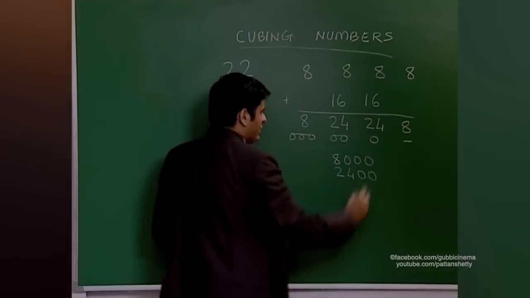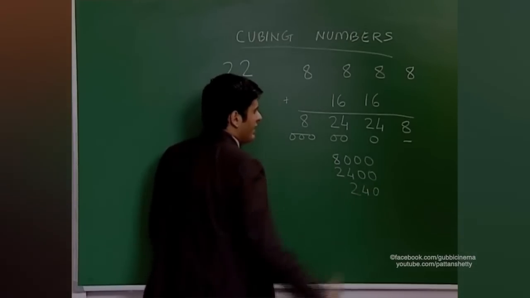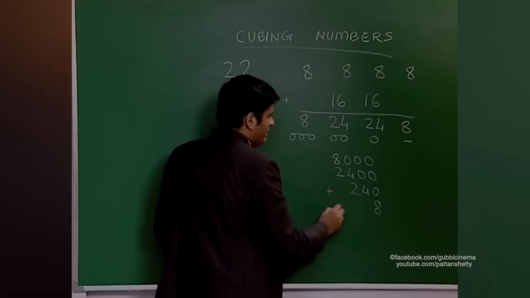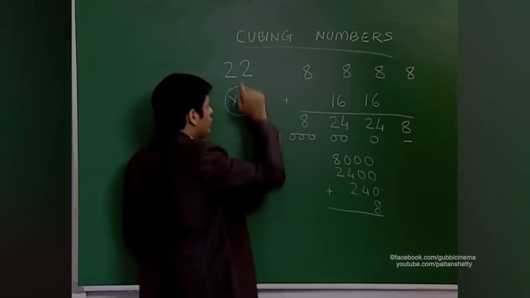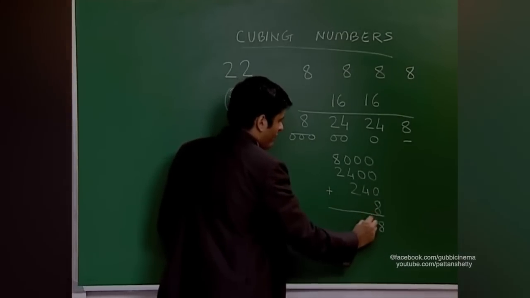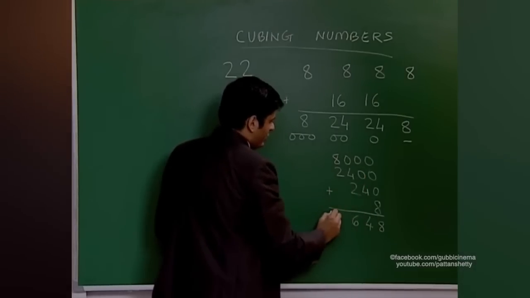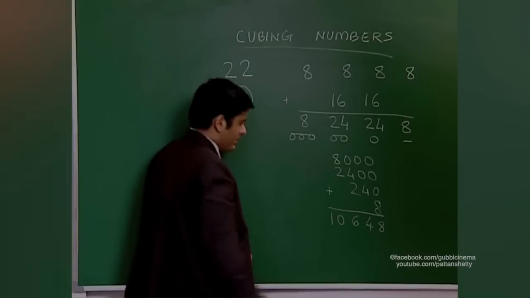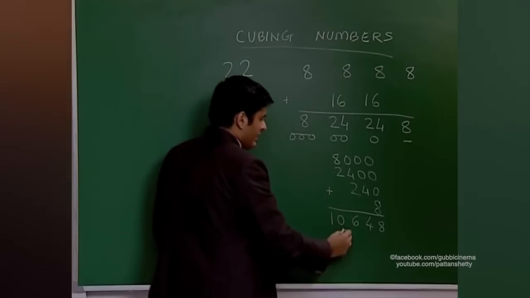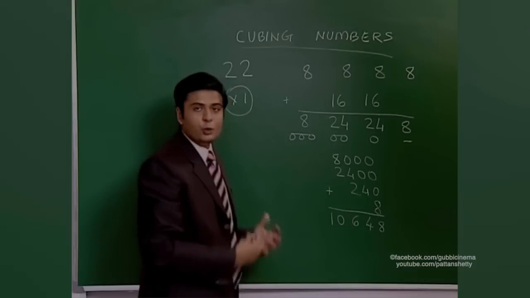24 and 1 zero behind it becomes 240, and 8 I simply put as 8. Now when I add all of this, I will get the cube of 22. So 8 comes here as 8, 4 comes here as 4, 0 plus 4 plus 2 is 6, 8 plus 2 is 10. So my final answer is 10648. The cube of 22 is 10,648. So you see how easy it is to find the cubes of numbers.